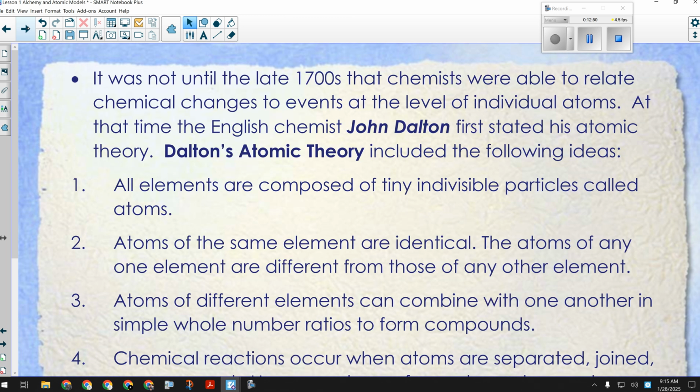All right, so let's talk about Dalton's atomic theory and then I'll give you a quick break here. So Dalton is one of the most important people in Science 10 chemistry. Dalton is the person who came up with the atomic theory. He revived Democritus' idea about all materials being made of these tiny particles.